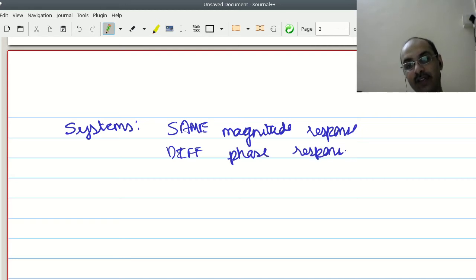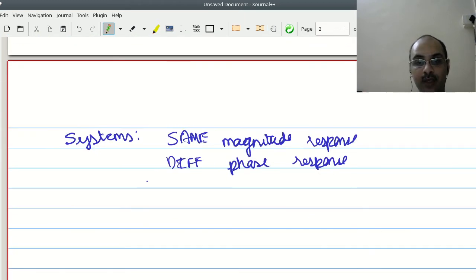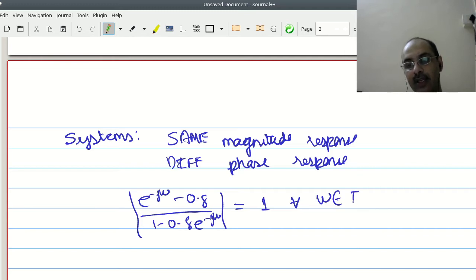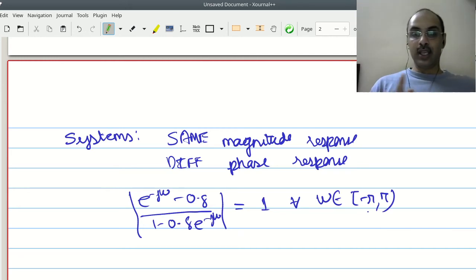Okay, so I am going to leave it as an exercise for you to show that for (e^{-jω} - 0.8) / (1 - 0.8e^{-jω}), if you take the modulus, that is |H(e^{jω})|, it is 1 for all ω belonging to -pi to pi. So it is wrong to assume that just by knowing the magnitude response, you know everything about the system. That is not true. You need to know about the phase response as well, because the phase response significantly affects how a particular system behaves.